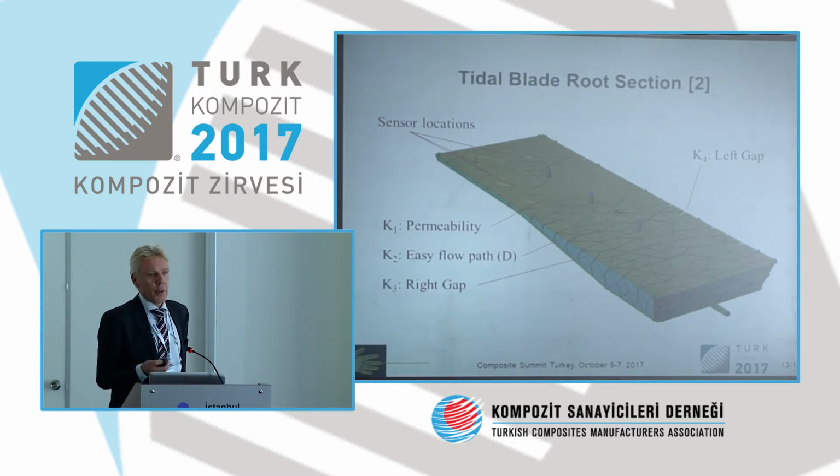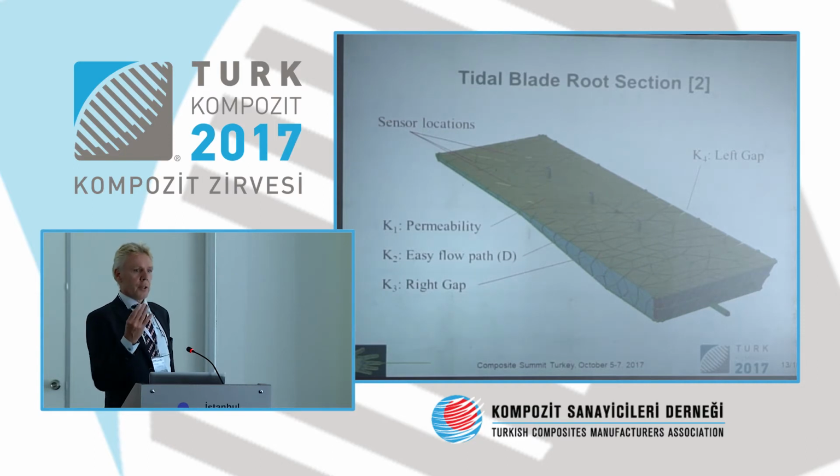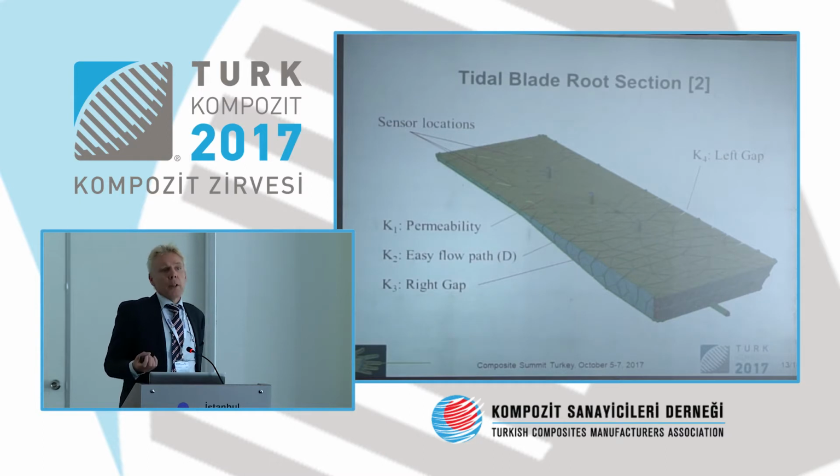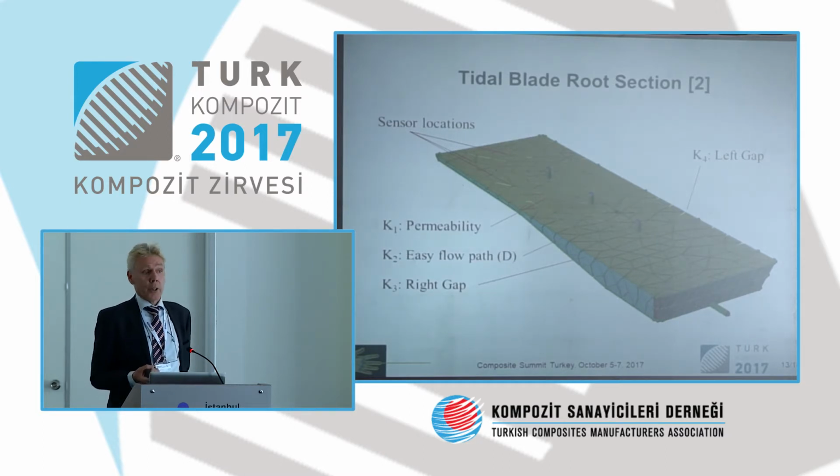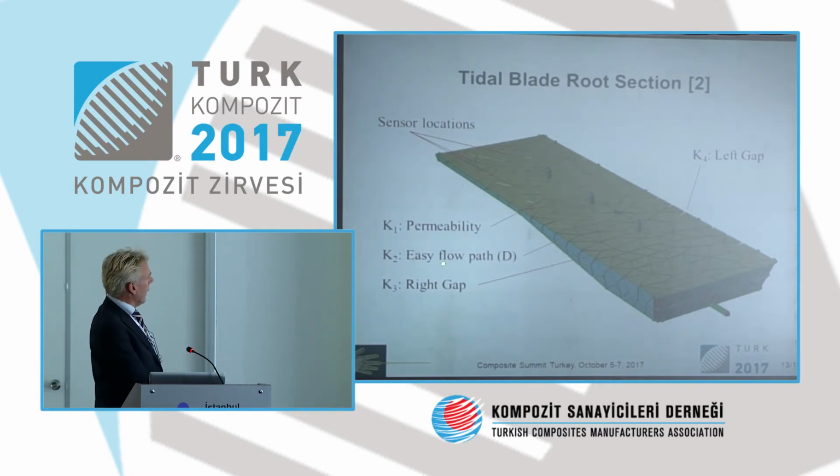So for this particular part, we did a sensitivity analysis and chose 4 parameters which had most influence on the resin flow. Of course, first of all, the permeability of the reinforcement. We're not quite sure whether the numbers are correct, so we want to be able to fit that. Then we have the easy flow path here along the top. We don't know what it is. It's almost impossible to measure, so it's another variable.